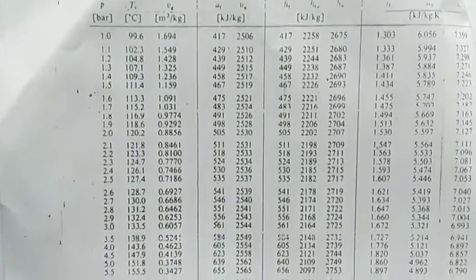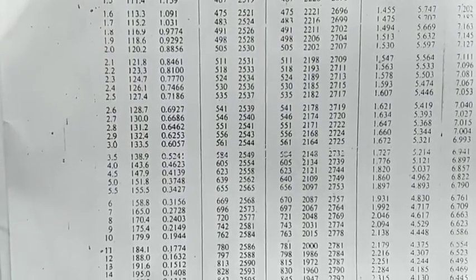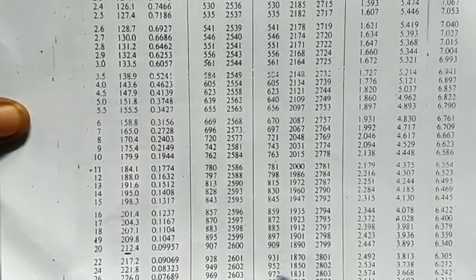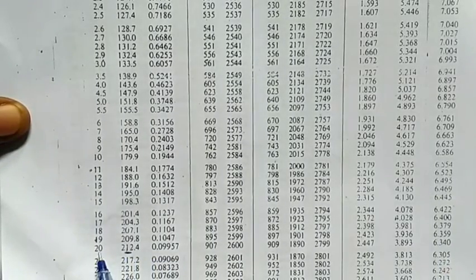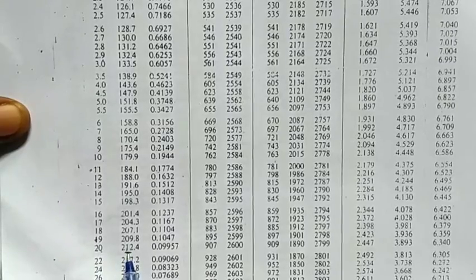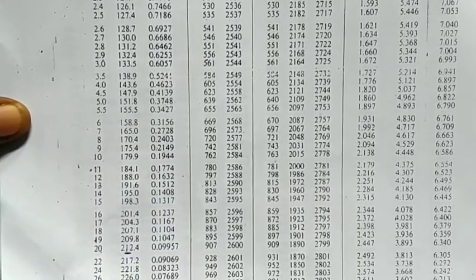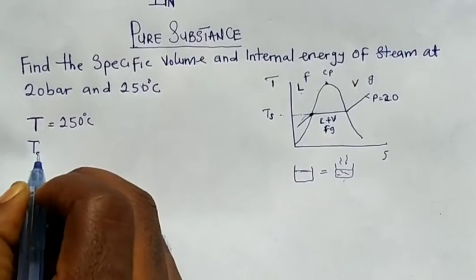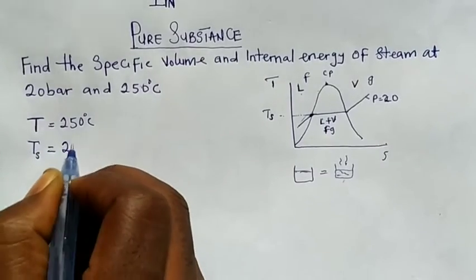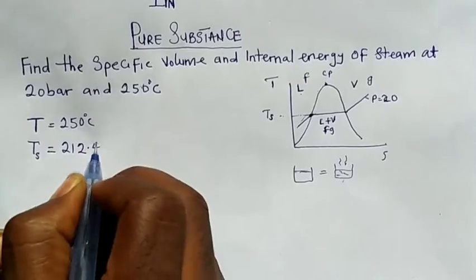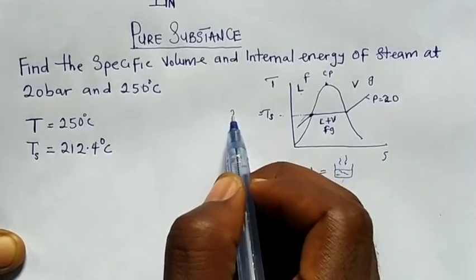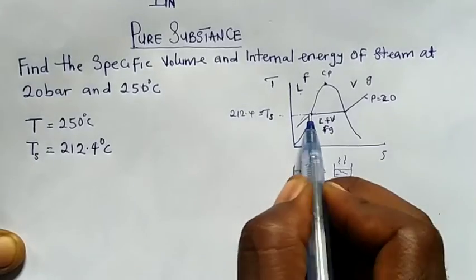So you move down to that point, like I showed you earlier, and we discover that the saturation temperature at 20 bar is 212.4. So you are going to write TS equals 212.4 degrees centigrade. It means that this point here is 212.4.